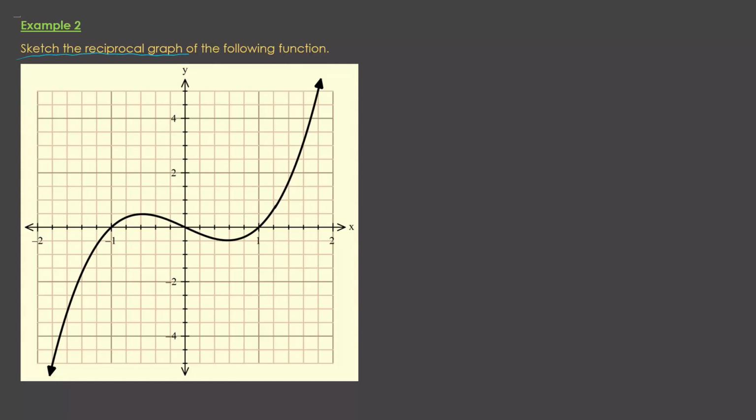Sketch the reciprocal graph of the following function. So the first thing to note is where the zeros are of f of x. So we have one at -1, one at 0, and one at 1. And that means that the vertical asymptotes of the reciprocal graph will be through those points.